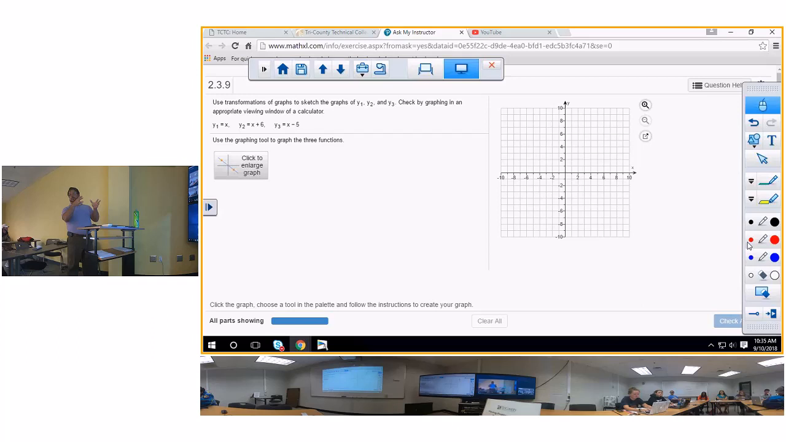So I want you to draw this on your notes. Draw a big graph, doesn't have to be as big as the whole page, maybe half the page, and label it. And I want you to graph y is equal to x. Then y is equal to x plus 6, and then y is equal to x minus 5. And I want you to use the same points: -2, -1, 0, 1, and 2. Now you can use the calculator on this, and if you do, that's fine.